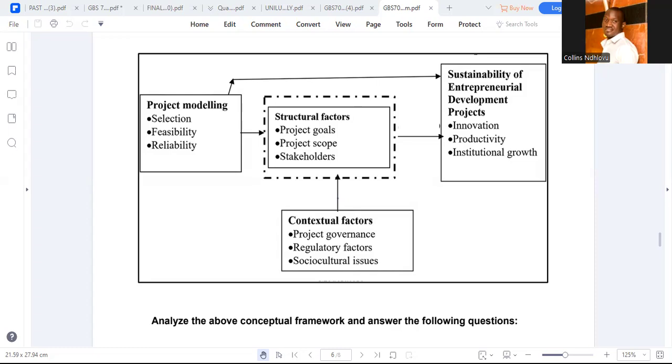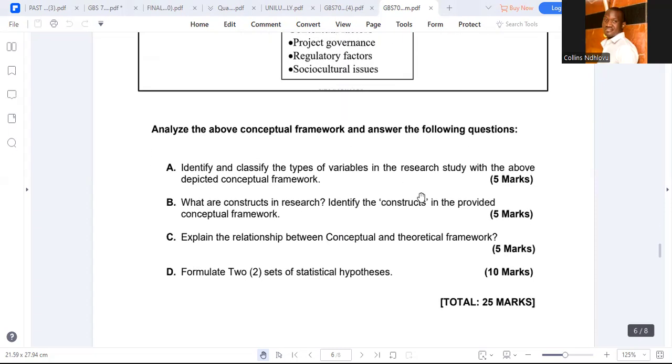So the questions that we seek to answer here, number 1, are identify and classify the types of variables. Then what are the constructs in this research? And identify the constructs that are provided. Then explain the relationship between the conceptual and theoretical framework, and also formulate 2 statistical hypotheses.